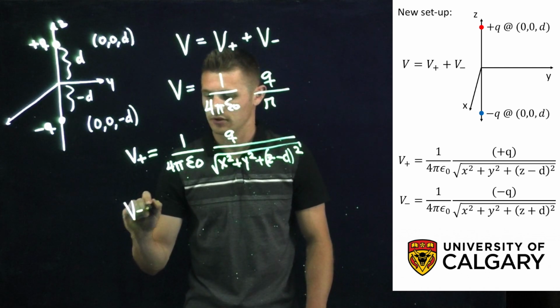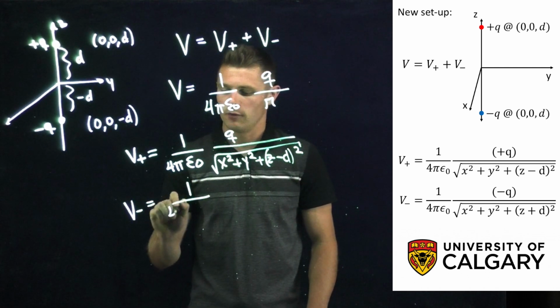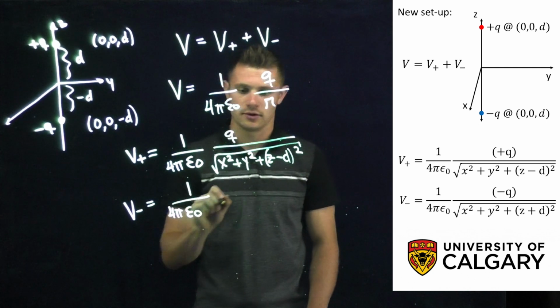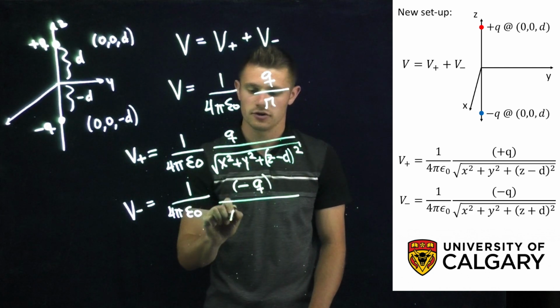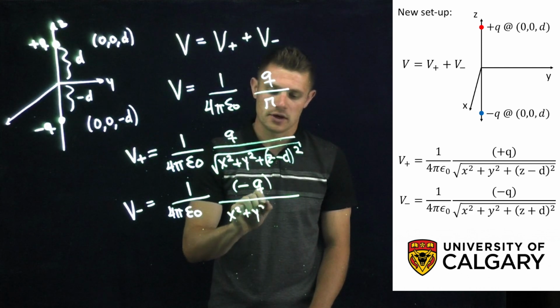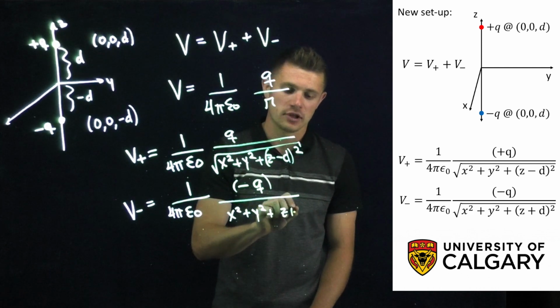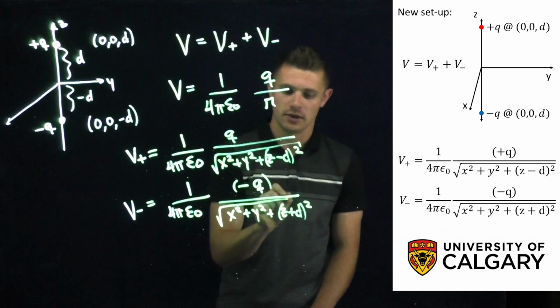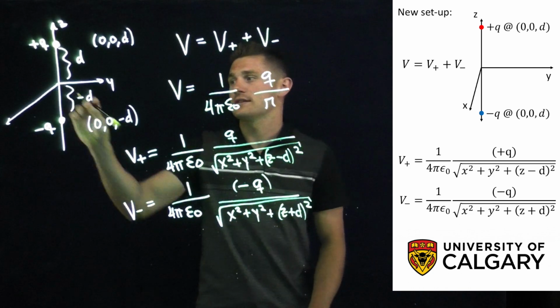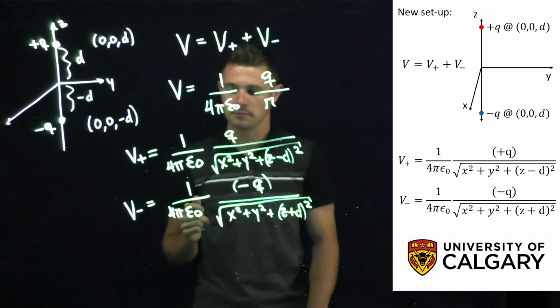We can find similarly for the negative charge, we have 1 over 4 pi epsilon naught times negative q, where now we include our negative charge, x squared plus y squared plus z plus d squared, where the plus d comes in because now we're at a distance negative d below the xy plane.